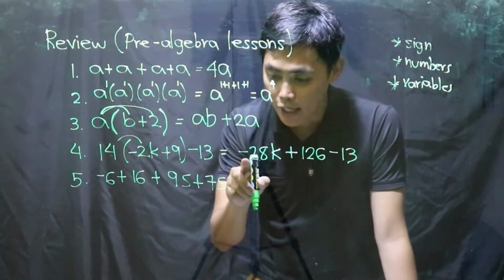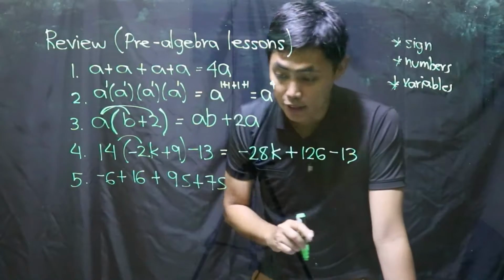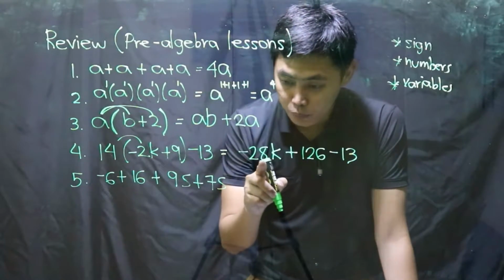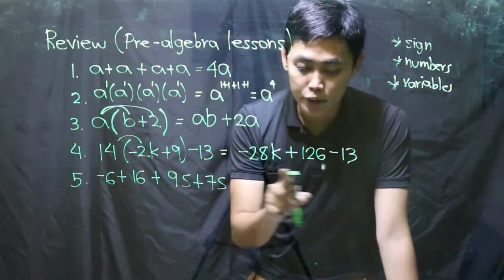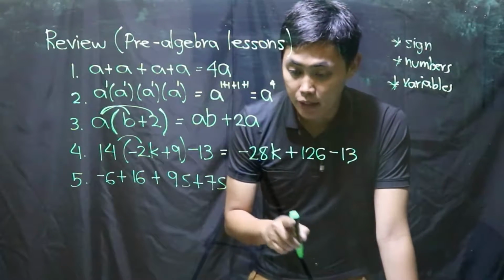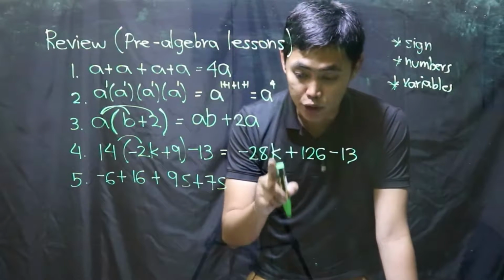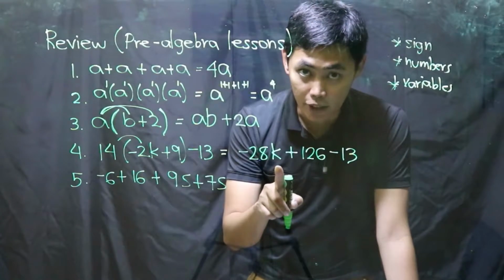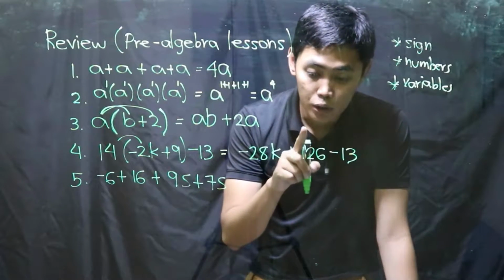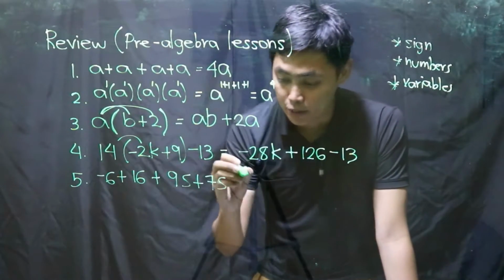Okay, so we have negative 28k plus 126 minus 13. Which of these 3 numbers can we still simplify? We cannot simplify negative 28k because there's no other terms here that has a k variable. How about 126 and 13? Yes, we can still simplify that.